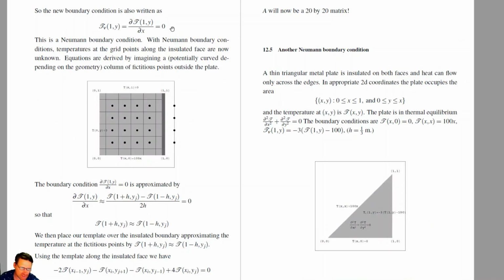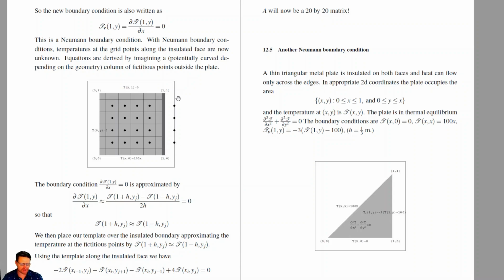All right, so we would write that boundary condition like this. T subscript v (1, y) is the partial derivative of T with respect to x at (1, y), which is 0. So what we do here is we create some fictitious points outside the plate, and we approximate this boundary condition, this Neumann boundary condition, using an approximation of the first partial derivative of T with respect to x.